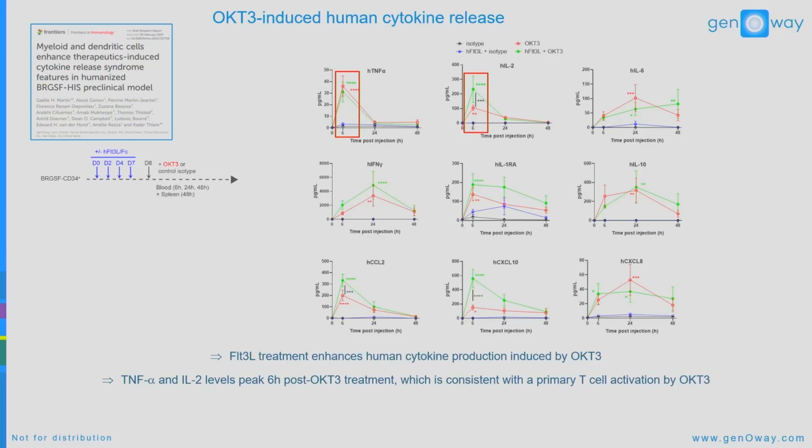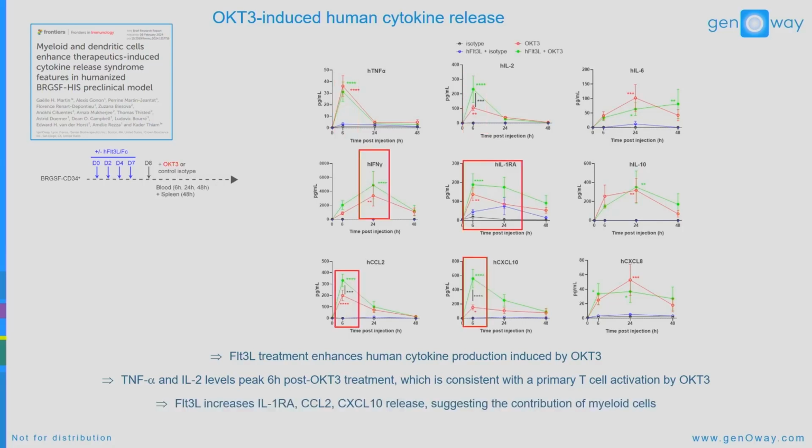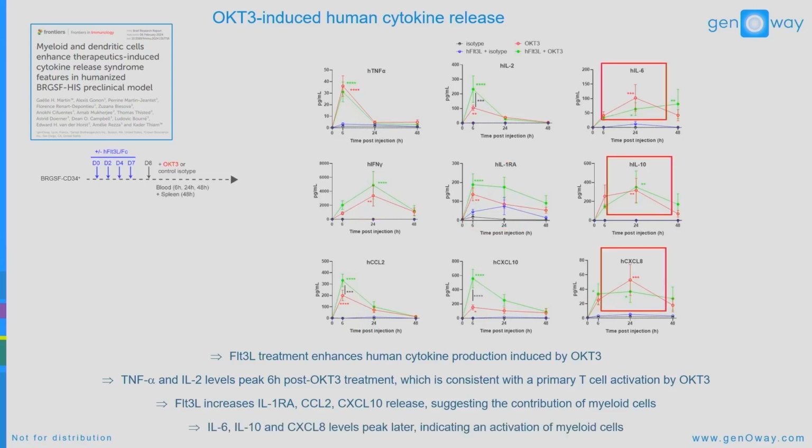And we first see TNF and IL-2 at 6 hours. And then come some myeloid cytokines, which are also present. And finally, we see the whole contribution of the myeloid compartment by having IL-6, CXCL8, and also IL-10 being produced.